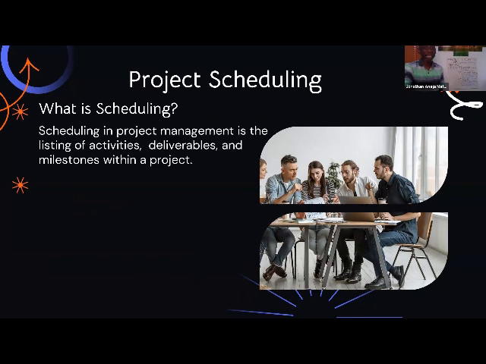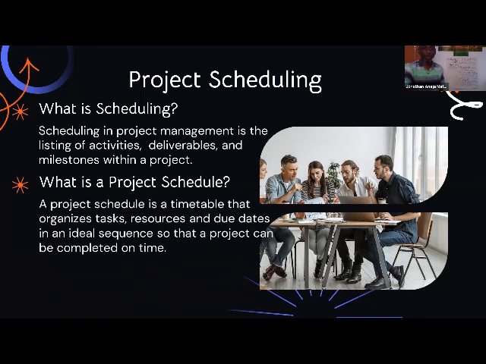Scheduling in project management is the listing of activities, deliverables, and milestones. That's scheduling. Then a project schedule is a timetable. So all this story about scheduling is a timetable. But this timetable is a special timetable because there's what we call the Gantt chart. I will discuss it in my next class.